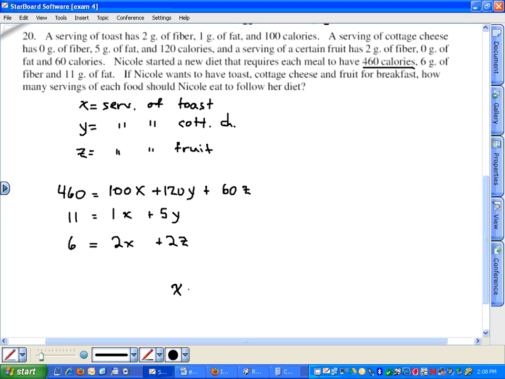It turns out that x is equal to 1, y is equal to 2, and z is equal to 2. What this means is she needs 1 serving of toast, she needs 2 servings of cottage cheese, and she needs 2 servings of fruit.